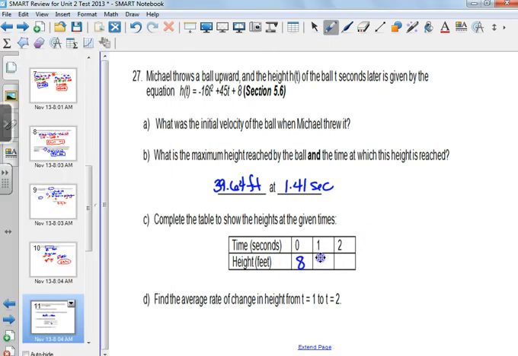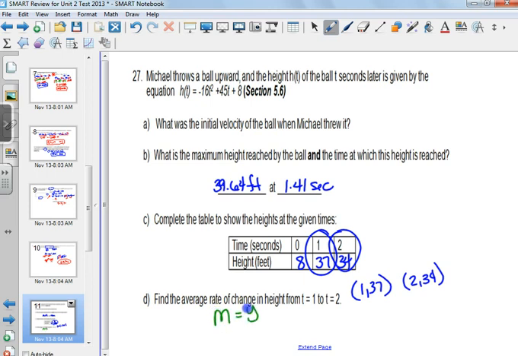So 8, 37, and 34. And then it says find the average rate of change from t equals 1 to t equals 2. These are ordered pairs technically. It's a 1, 37 and a 2, 34. So the average rate of change is really code for finding slope.